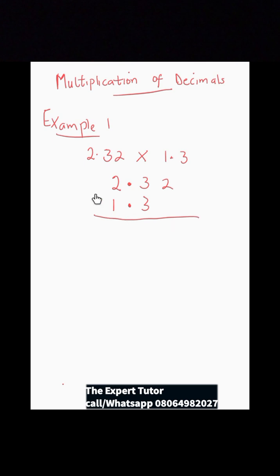So I have this, and remember it's multiplication. So I'm going to balance this part with what? 0. Now 0 times 2 gives me what? 0. 0 times 3 gives me 0. 0 times 2 gives me 0. I'll go to the next one. 3 times 2 gives me what? I'll write it here, 6. 3 times 3 gives me 9. 3 times 2 gives me another 6.